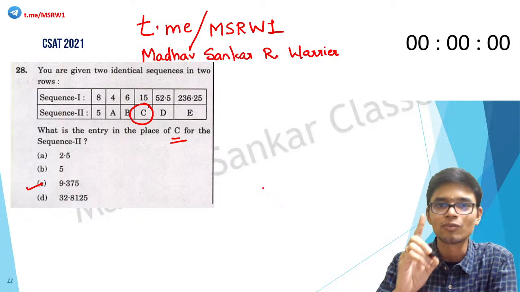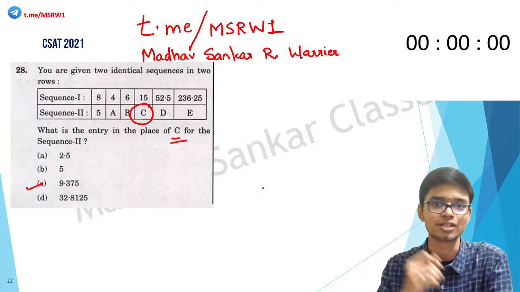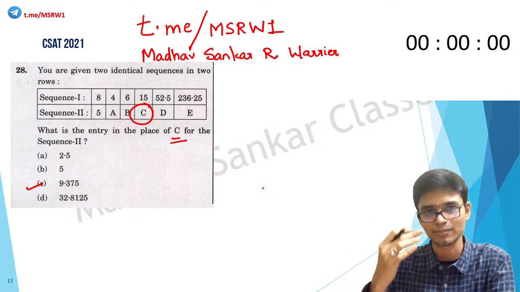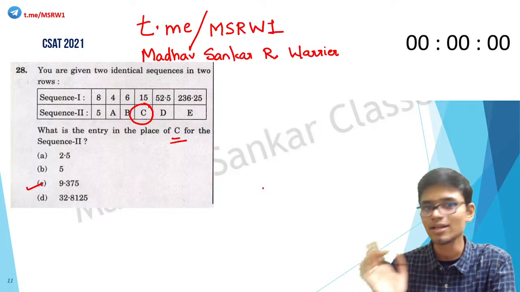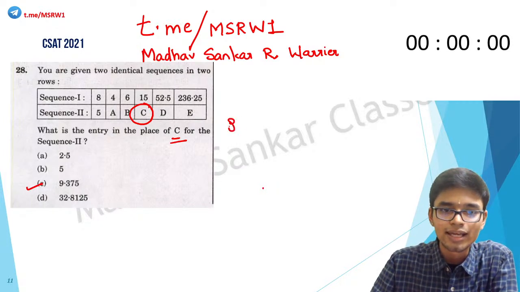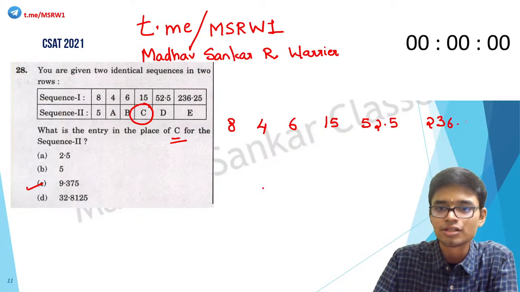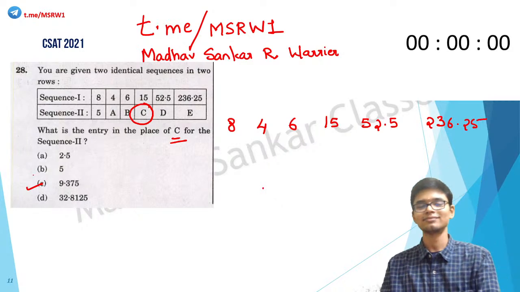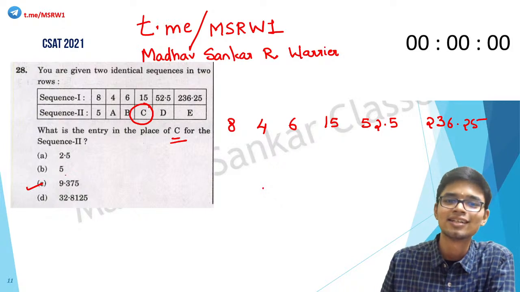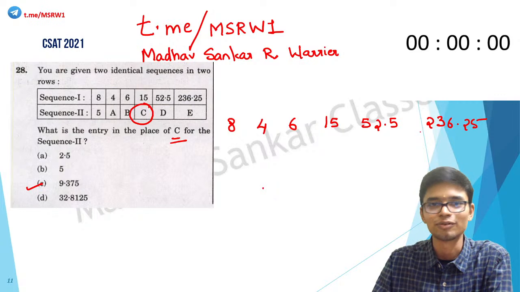Let's take the sequence number 1, because it is from sequence number 1 that we have to identify the logic and then apply that logic on sequence number 2 and arrive at the correct answer. So now let's start with the first sequence: 8, 4, 6, 15, 52 and a half, 236.25. Okay, so what is the logic?